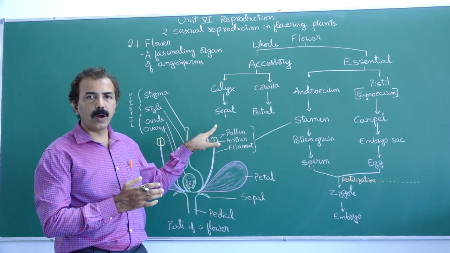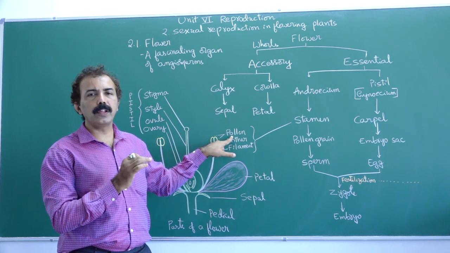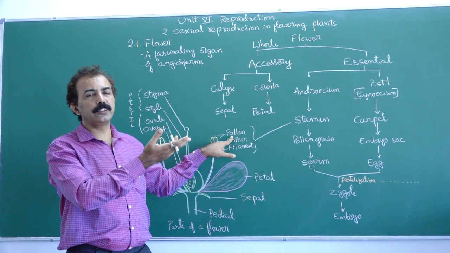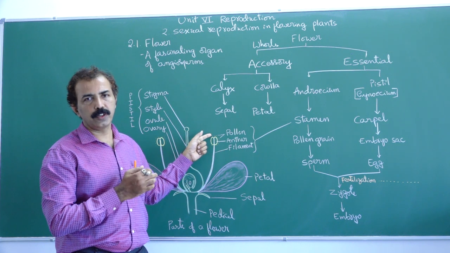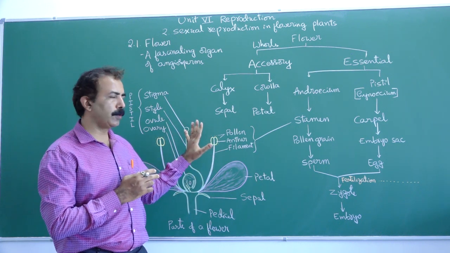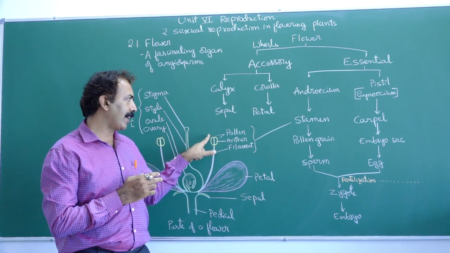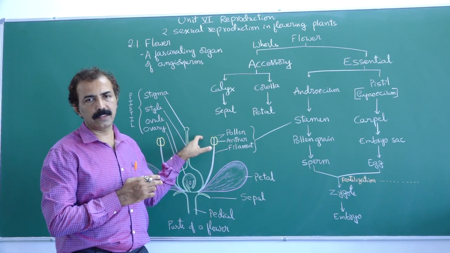These dots represent gametophyte stage. We call it pollen grain. So you see the alternation of generation from the sporophyte stage to gametophyte stage. The flower reproduces by producing spores. The spores give rise to gametophyte. This is called male gametophyte, the pollen grains.